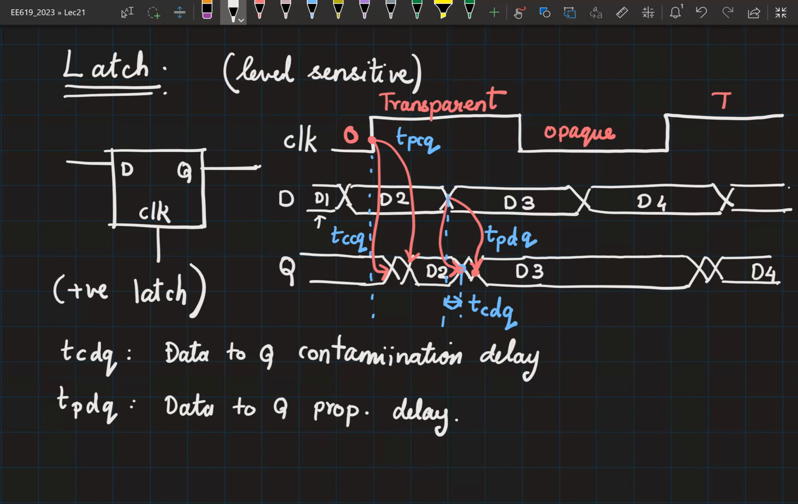How would you define the setup time for this latch? It has to be defined with respect to the clock, right? It's a relationship between clock and data. So the setup time has to be defined as some time before a clock edge. Which clock edge should we define the setup time for? Okay, so you're saying that it has to be defined for both the clock edges.